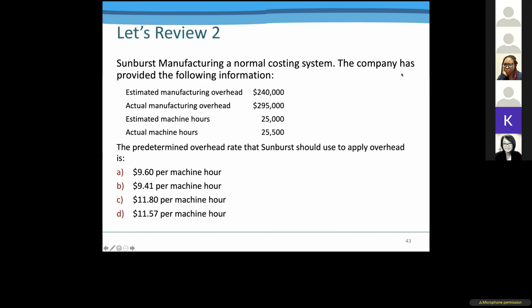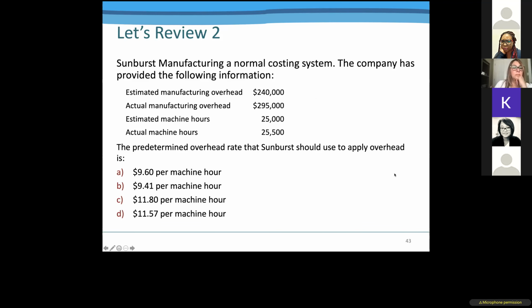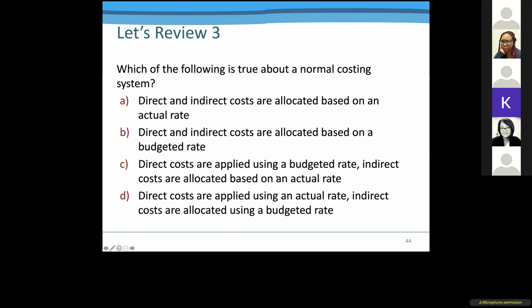Okay, good. Awesome. The answer is 9.6, right? You are using estimated numbers for both, 240 divided by 25. So that's 9.6. Good job, everyone.